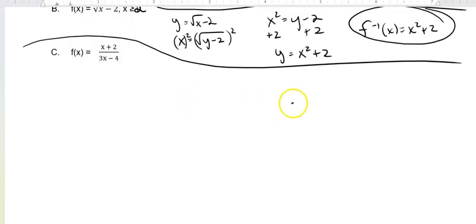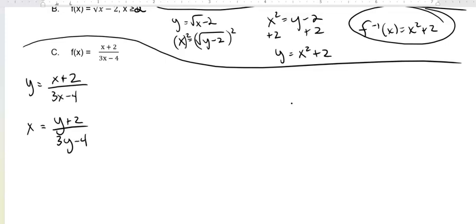Replace f of x with y. Or first, just replace your function notation with x and y notation. So instead of f of x, y equals x plus 2 over 3x minus 4. Then switch x and y. x equals y plus 2 over 3y minus 4. And I got to solve for y. So how do I do that?